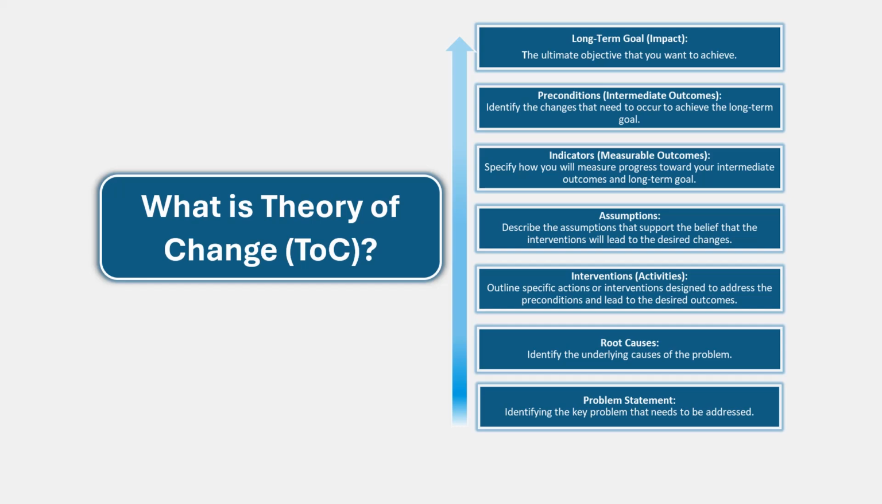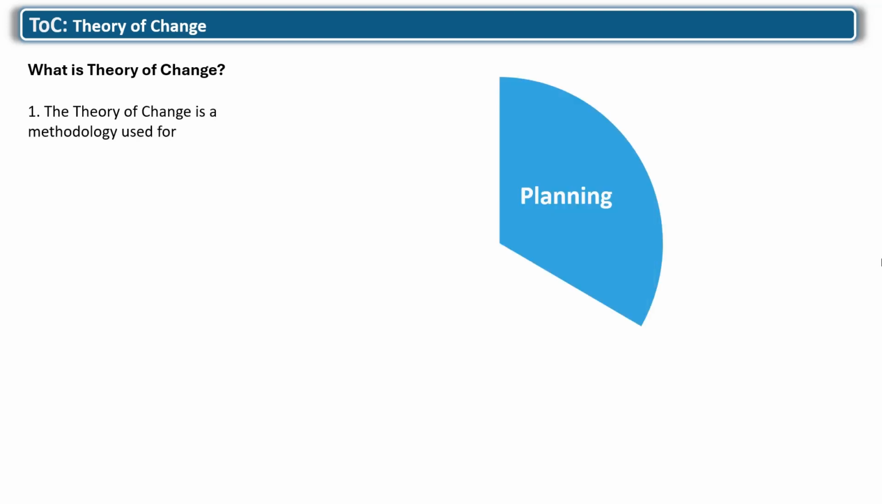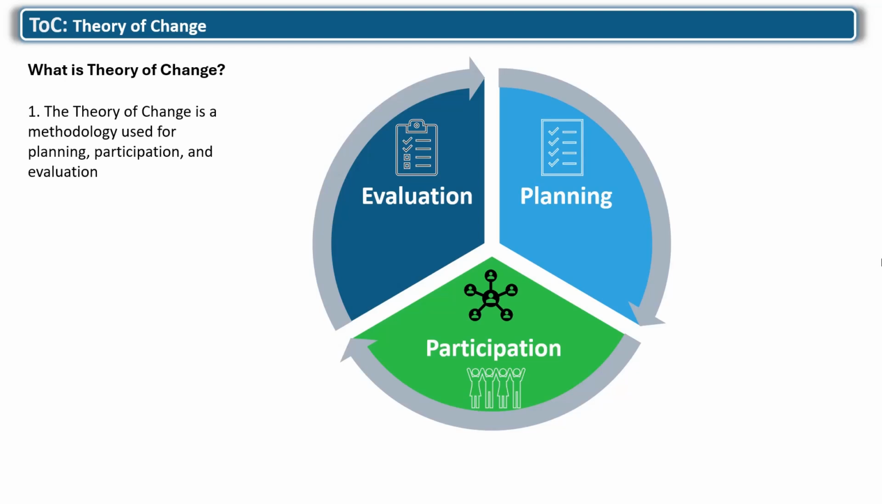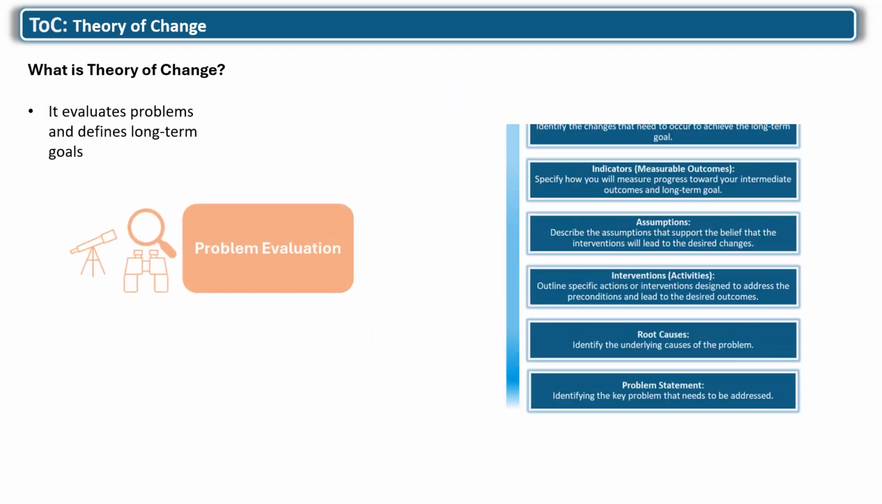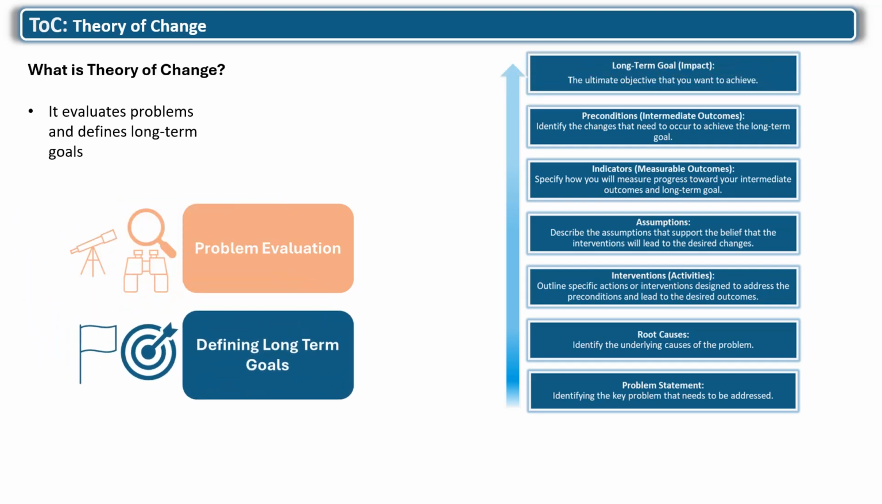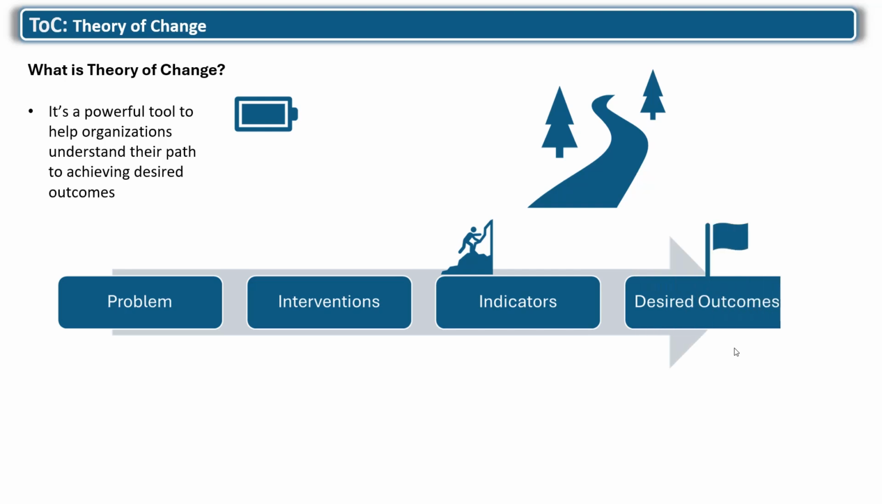Let's get started by understanding what a ToC is. A theory of change is a methodology used for planning, participation, and evaluation. It evaluates problems and defines long-term goals. It is basically a powerful tool to help individuals and organizations understand their path to achieving desired outcomes.